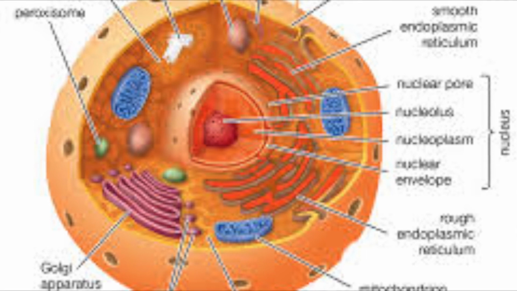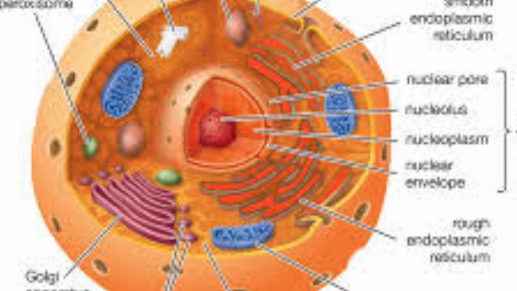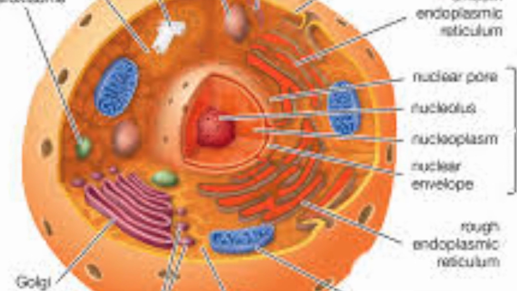In conclusion, there are many different organelles that make up our cell, and this kind of helps with who we are. And without all these things, then we wouldn't be where we are today.